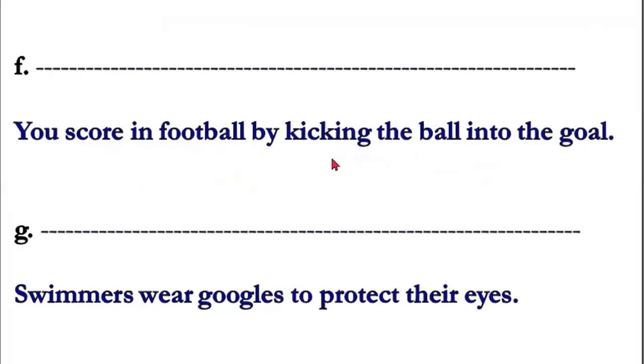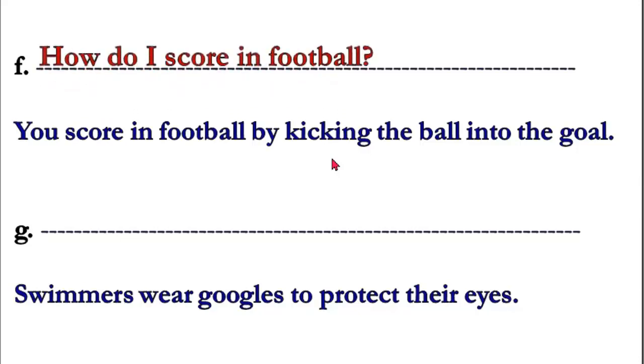Sentence F, you score in football by kicking the ball into the goal. So this is an answer. What do you think the question can be? Exactly. How do I score in football? So the question is, how do I score? And the answer is, you score by doing something, by kicking the ball, by moving the ball, by crossing the ball, and so on.